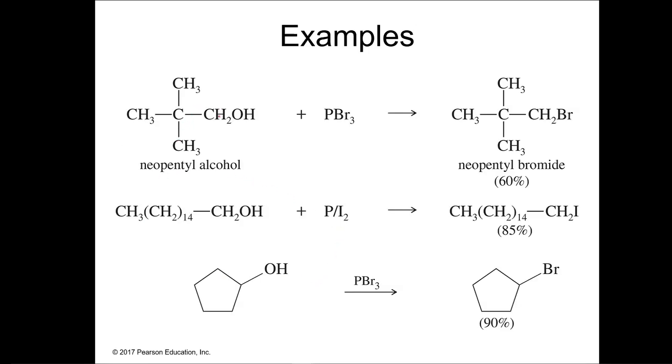So you've got neopentyl alcohol, you add PBr3, you get neopentyl bromide. You've got this alcohol, whatever this is, right? 14, 15, 16, so I don't know what that is. A 16 carbon alcohol, phosphorus and I2, you get the iodide. PBr3, you get the bromide. So that's the general, probably the better way to do it, is to use the phosphorus halide.